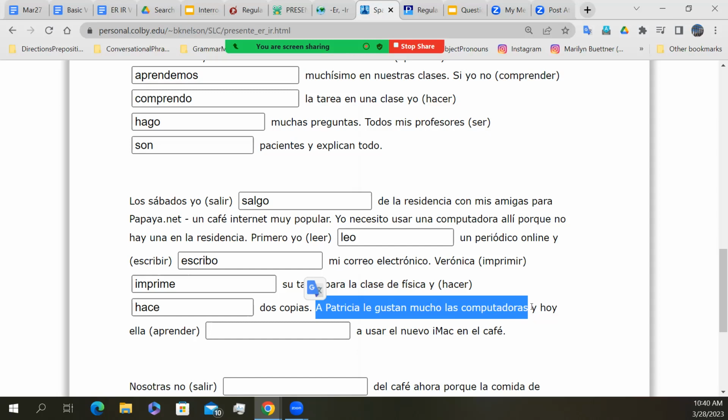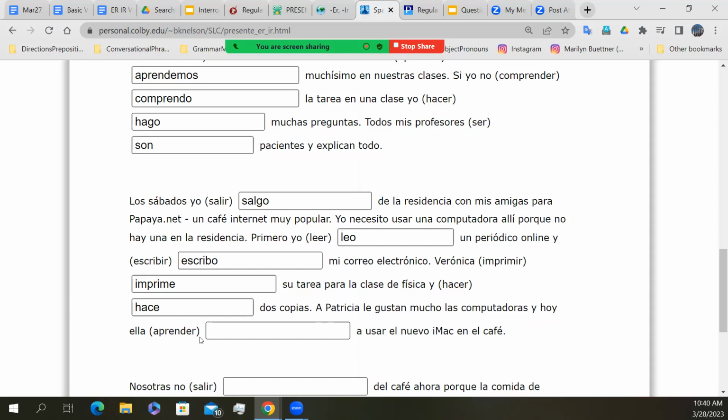Sounds weird in English. Y hoy ella, and now she is learning to use the new iMac. Wow, that's kind of old. Ella aprende. Wow, iMac is no longer very new. Usar el nuevo iMac en el café. Okay, so you get an example of how we use these in context.